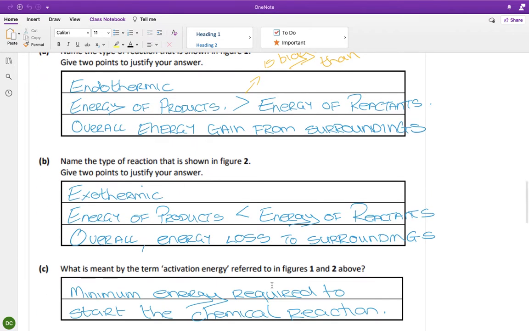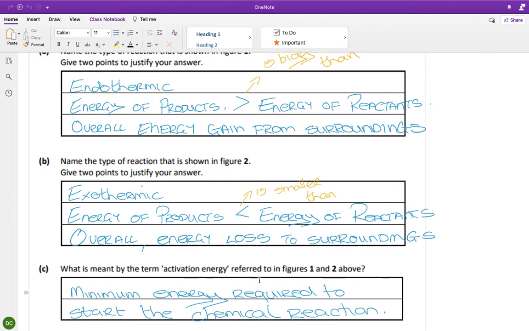And then the other one is going to be exothermic, and my reasons are literally the opposite. The energy of the products is smaller or less than the energy of the reactants. So overall, that reaction has given out energy. It has lost energy from the system. So that's the reaction where if you put a thermometer, it's going to get hotter.